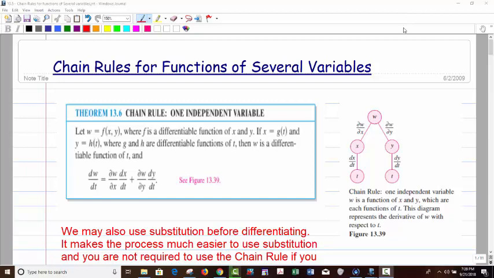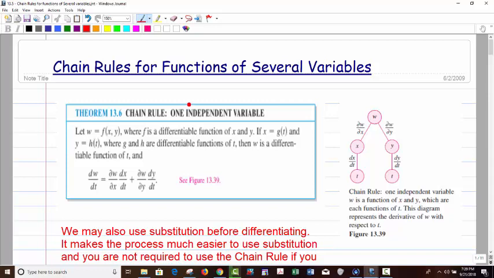This video is entitled Chain Rules for Functions of Several Variables. Alright, well, let's see what we have here. So now we're taking chain rule ideas from single variable calculus and expanding them out to multivariables.